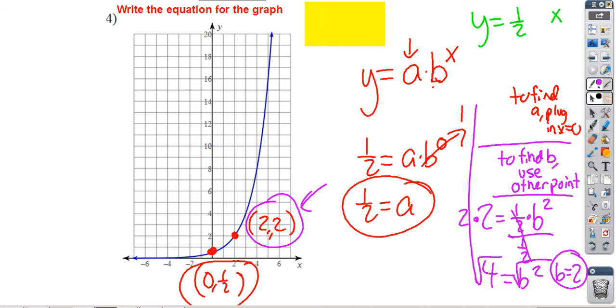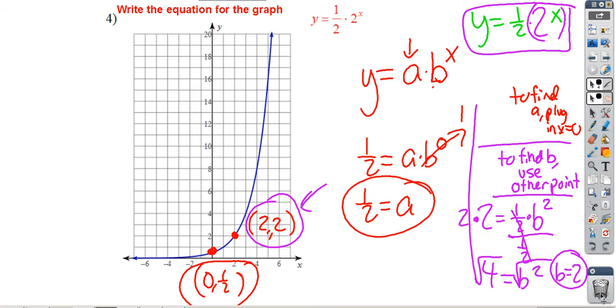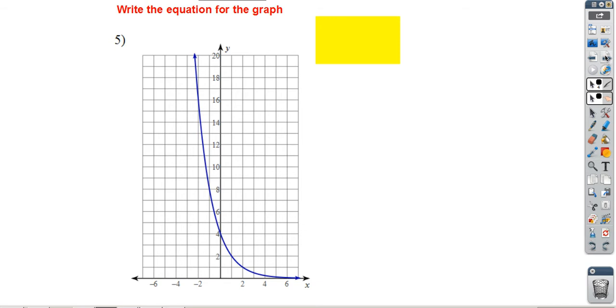So now our equation is this right here: y equals 1/2 times 2 to the x. 2 is a number bigger than 1, so that means it's exponential growth, and that agrees with what the picture is. So there's the answer. Alright, let's do another one.